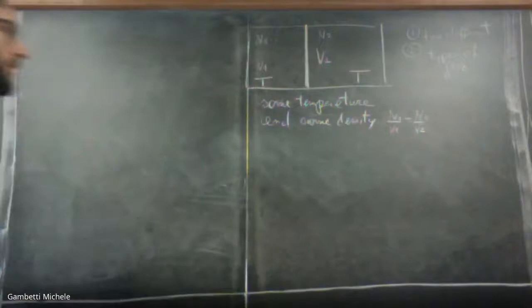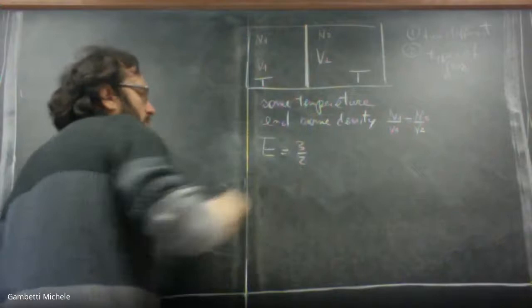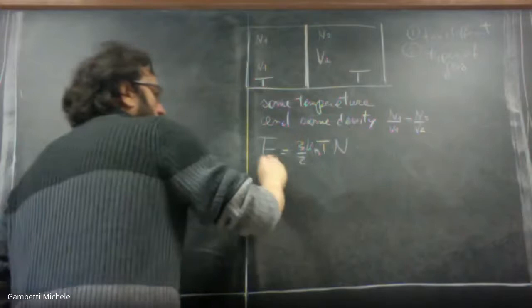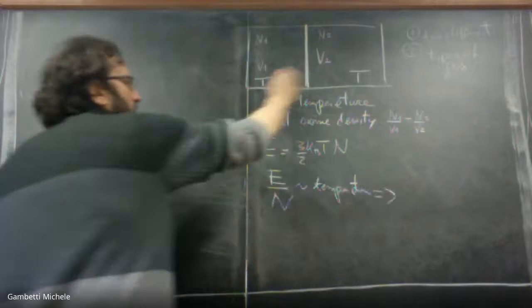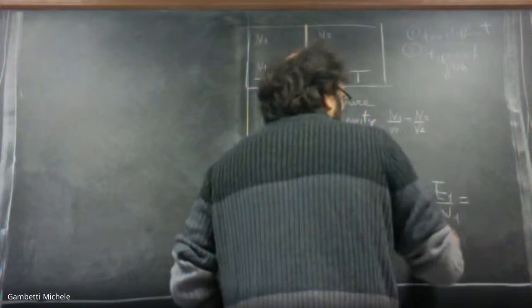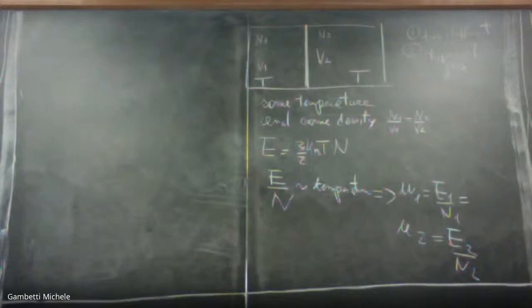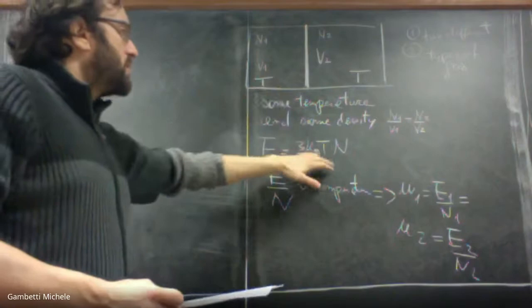Now, if they have the same temperature, they also have the same energy per particle, because the energy in general, if they are atomic gases, is 3/2 kB T times N. Therefore, E divided by N is just a function of the temperature. And that implies that if the two gases have the same temperature, they have the same u. So u1 is equal to E1 divided by N1, is equal to u2, which is E2 divided by N2. Okay? So we have two gases, a different number of particles, different volume, same temperature. The same temperature implies having the same energy per particle and the same density. Okay, this equation.